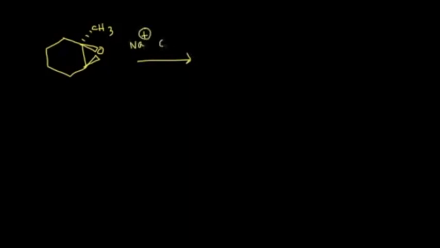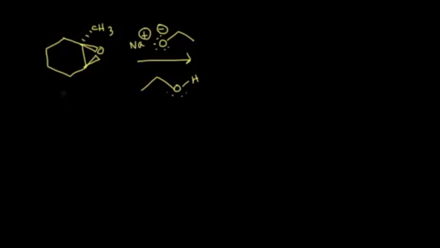So we'll go ahead and draw sodium ethoxide here. And we're going to use ethanol as the solvent. So we have ethanol here as our solvent like that. If we look at this epoxide, it's a little bit hard to see the stereochemistry.